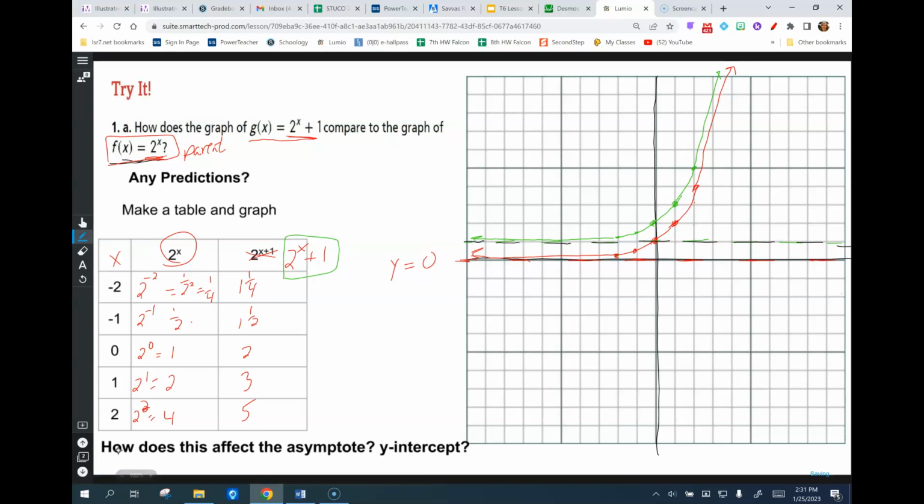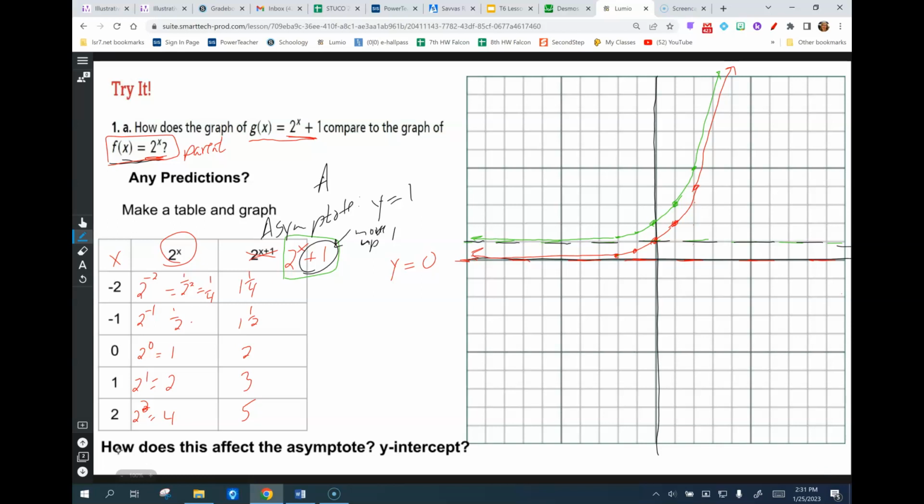So think about that. What did our asymptote do? Well, it moved up 1. So it moved up 1, and why did it move up 1? Because of that plus 1. So our asymptote is now y equals 1 because it moved up 1. This made it move up 1. Okay, it moved up 1, compared to the original.